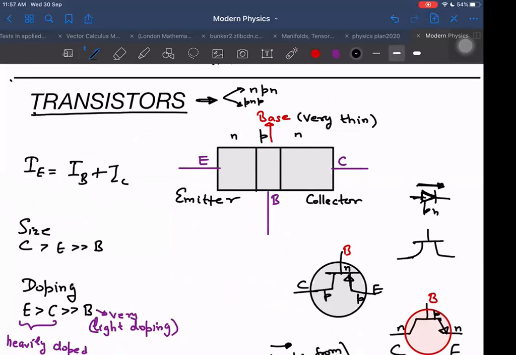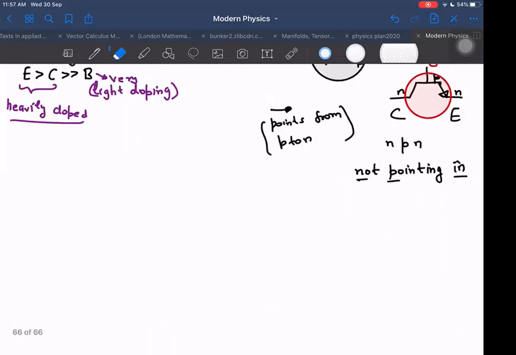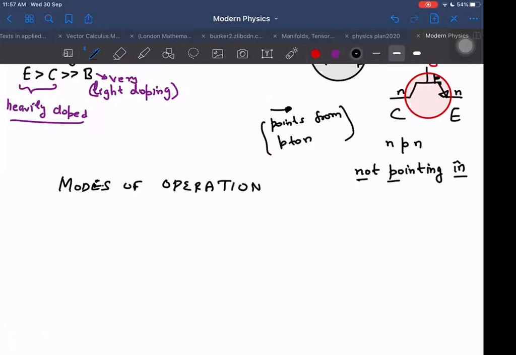In which mode of operation? In active mode of operation. What is active mode of operation? It is like different kinds of biasing, different ways we can connect the batteries. Modes of operation: there are different modes of operation, depending upon which junction we make forward bias and which we make reverse bias, collector to base and emitter to base.